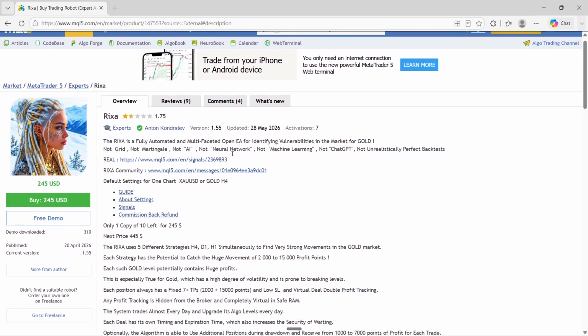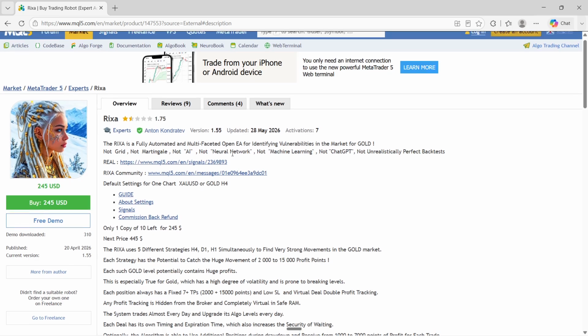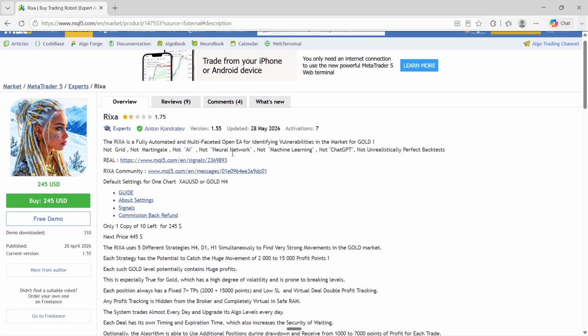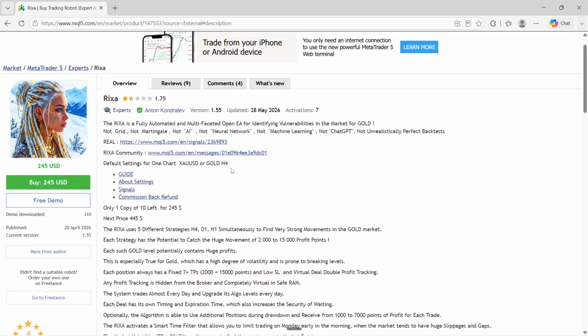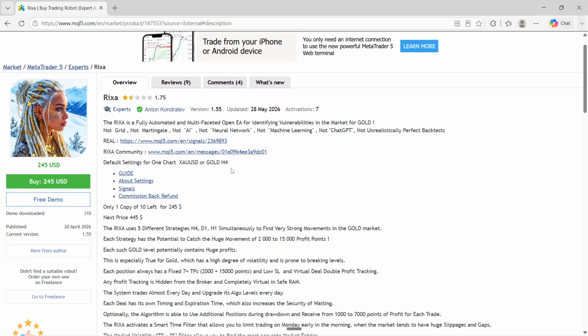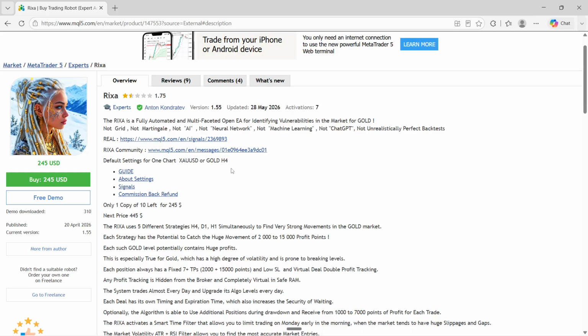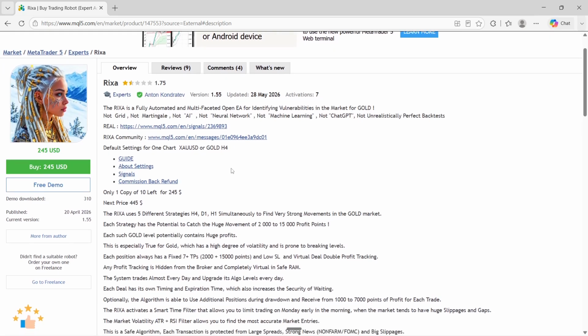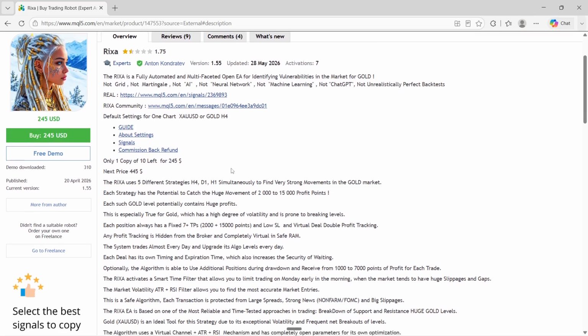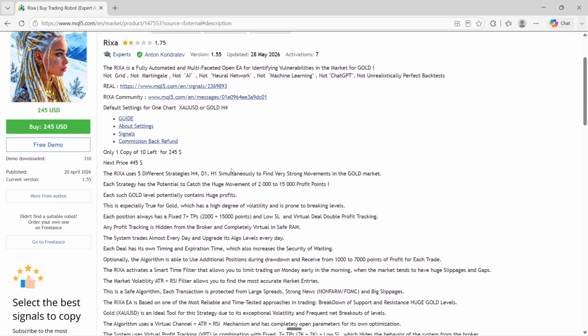It uses 5 different strategies running simultaneously across H4, daily, and hourly timeframes to identify strong movements and breakdowns of major support and resistance levels on XAUUSD. Each position is said to carry multiple fixed take profit levels ranging from roughly 2,000 to 15,000 points, combined with a relatively low stop loss and virtual profit tracking that remains hidden from the broker.